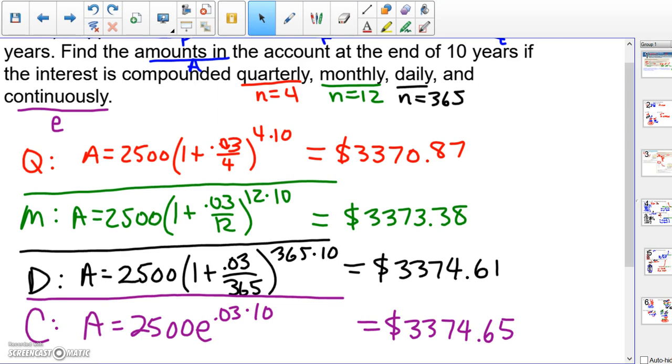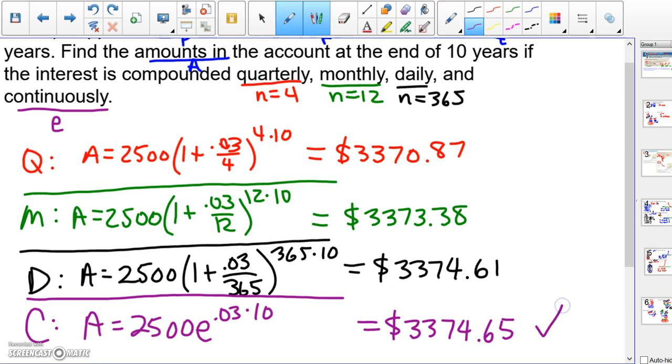One thing to notice, you should pay attention to the values and notice that the more frequently the interest is compounded, the higher the number. So continuous compounding has the highest final value. Now it's not a whole lot higher than, what was that, quarterly? It's not a whole lot higher, but it's definitely more. So the more frequently you compound the interest, the higher the number is going to be.